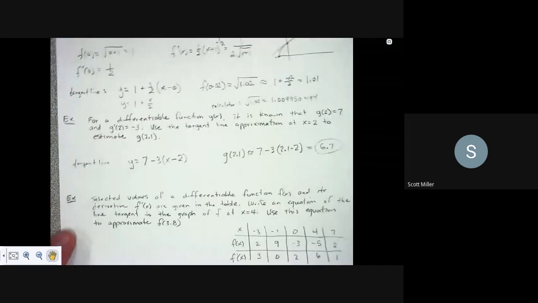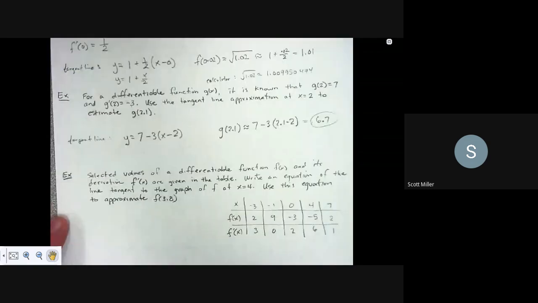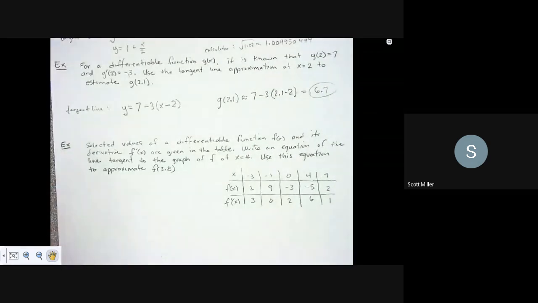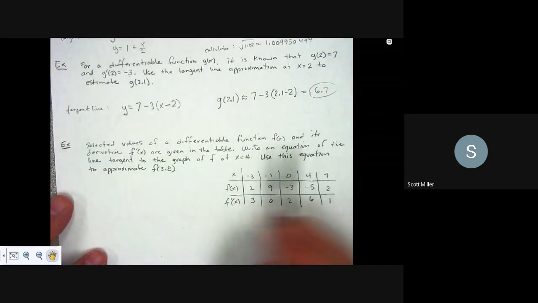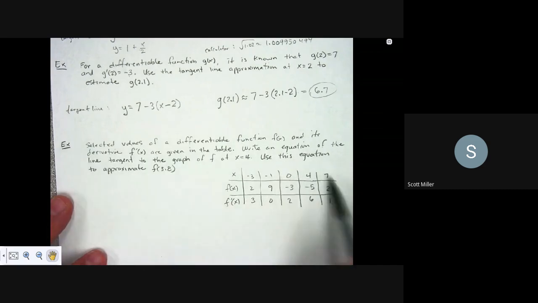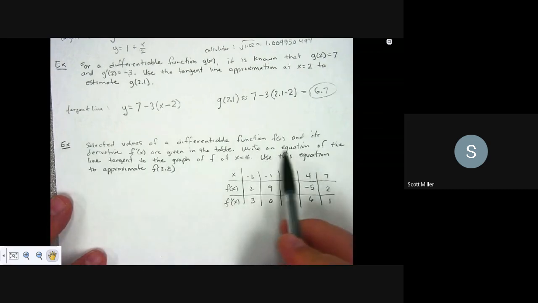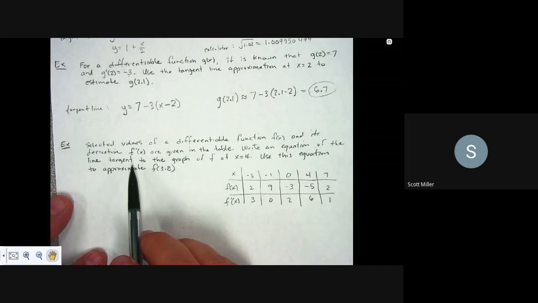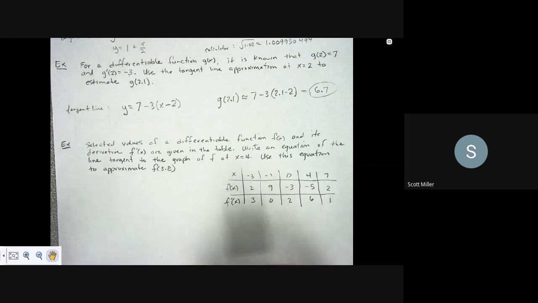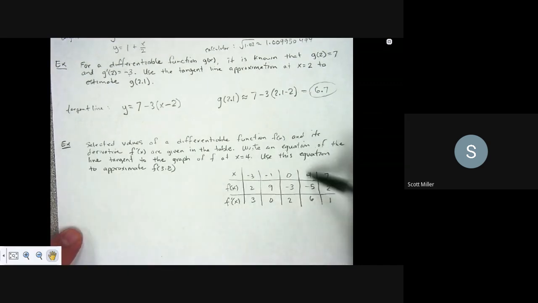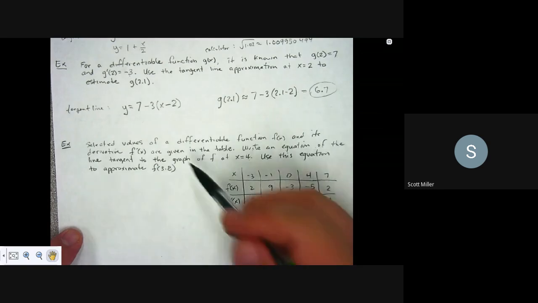I can also have information given in this fashion, where I gave you information in a table. So you look at the question, you read it: select values of a differentiable function f and its derivative, f prime, are given in the table. Write an equation of the line tangent. As soon as you see those words, you know you need a point and you need a slope, at x equals 4. So 4 is the magic number right here. We're going to use this equation to approximate this.